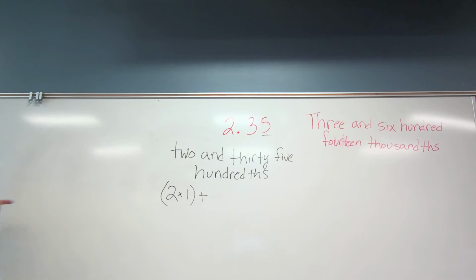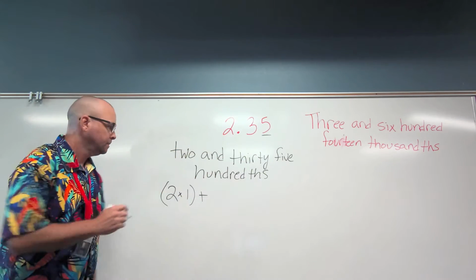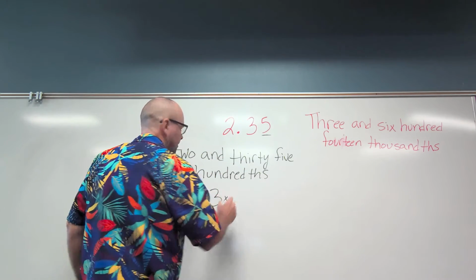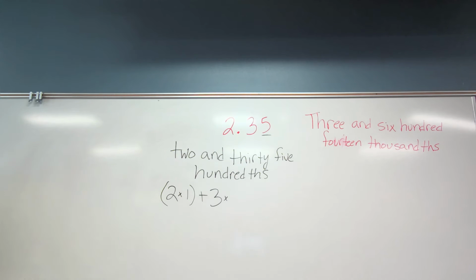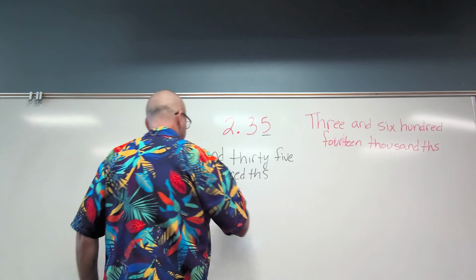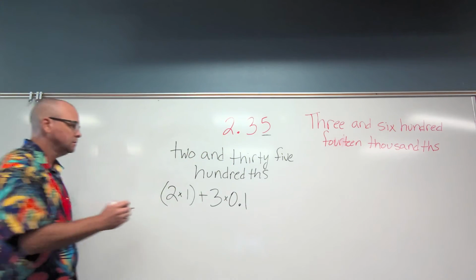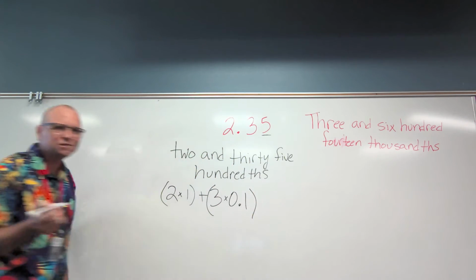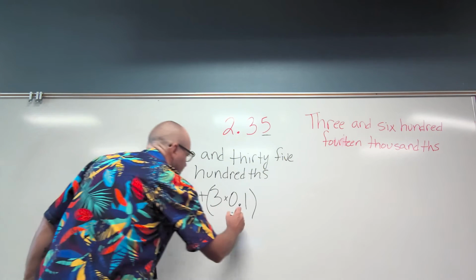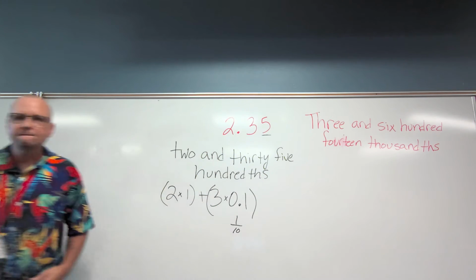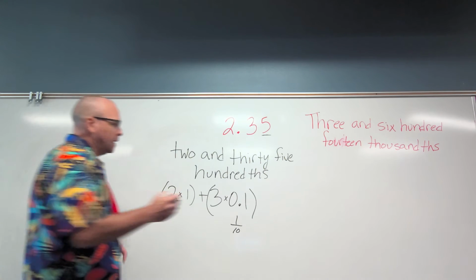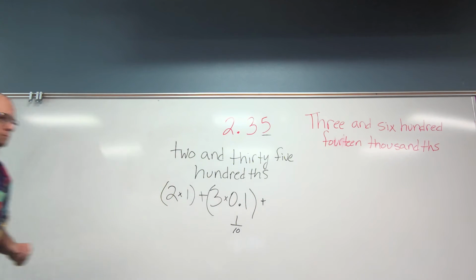Okay, Courtney, what do I do with my 3? And then 3 times. What place value is the 3 in? Tenths. 2 plus 3 times 1/10. You can write it this way, 1/10, or you can also write it as a fraction, 1/10. That's a good notation. Yeah, we're doing both. I want you to see both.